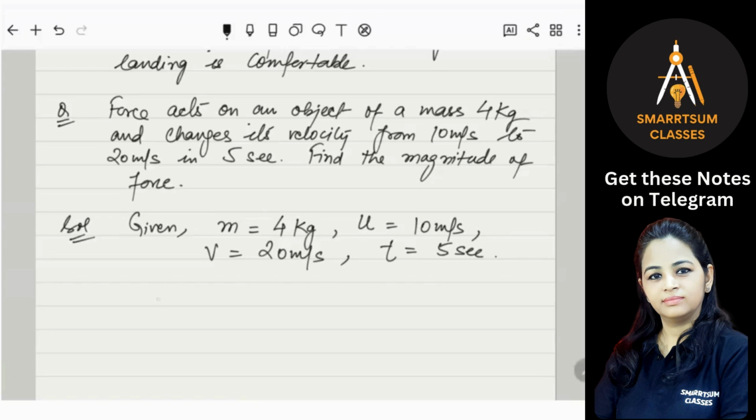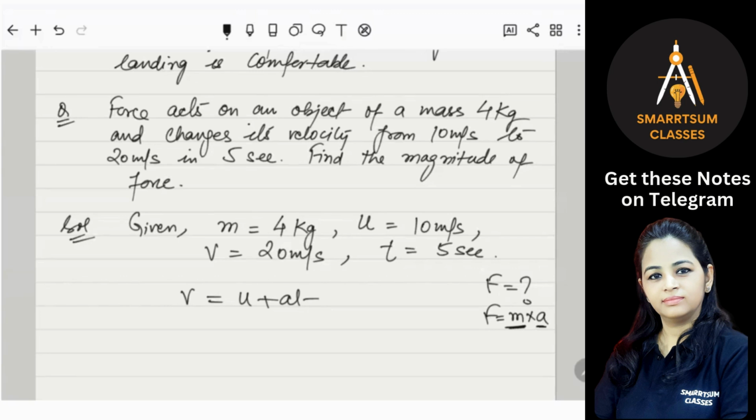Or just write down, what is the first equation of motion? V is equal to u plus at, right? Because what we have to find? We have to find force. To find force, we need, because F is equal to m into a, right? M is already given here, but a is not given. So first we need to find acceleration, right?